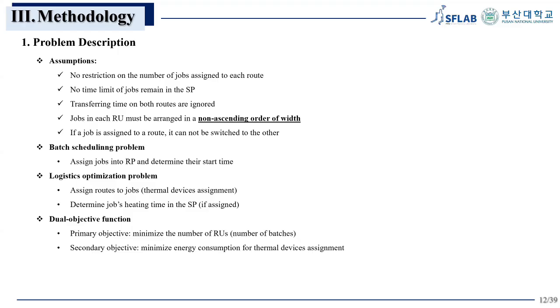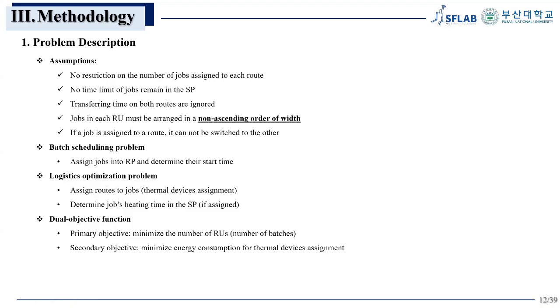These are the following assumptions for our model. First, there is no restriction on the number of jobs that can be assigned to each route. There is also no time limit for a job to remain in the soaking pit. The transferring time on both routes is ignored, and jobs in each rolling unit must be arranged in non-ascending order of width. In other words, jobs in a rolling unit must be processed from the largest one to the smallest one. And finally, if a job is assigned to a route at the beginning, it cannot switch to the other during transportation.